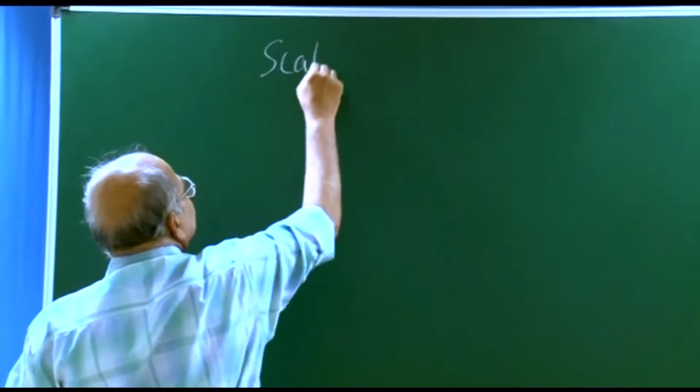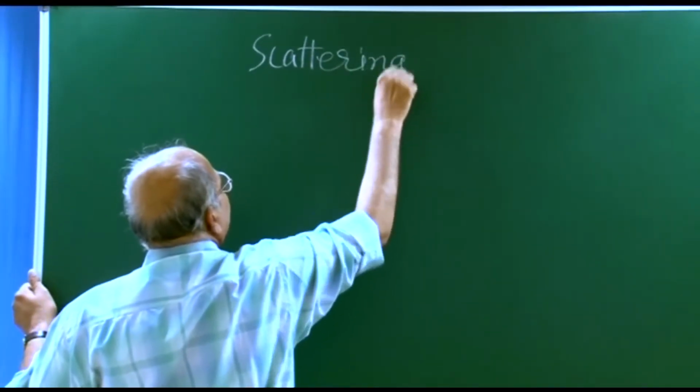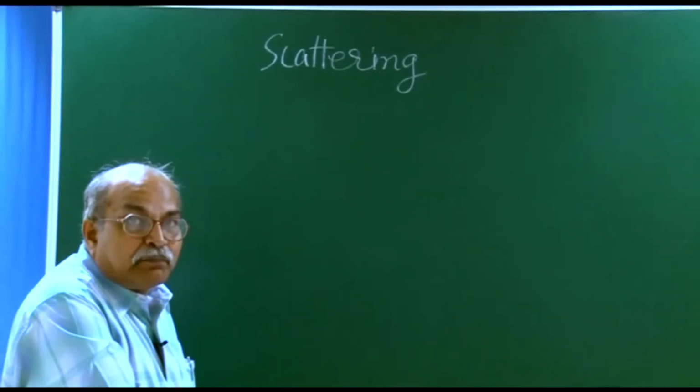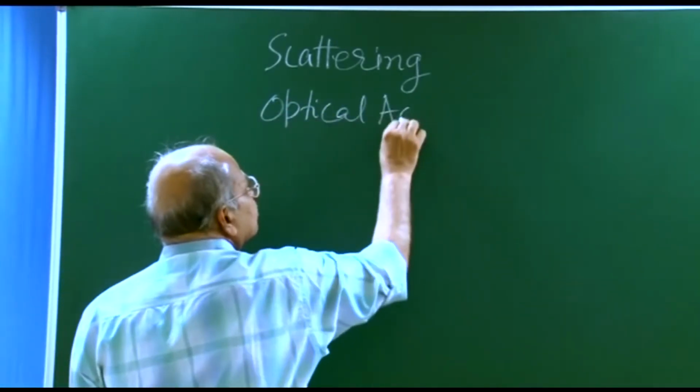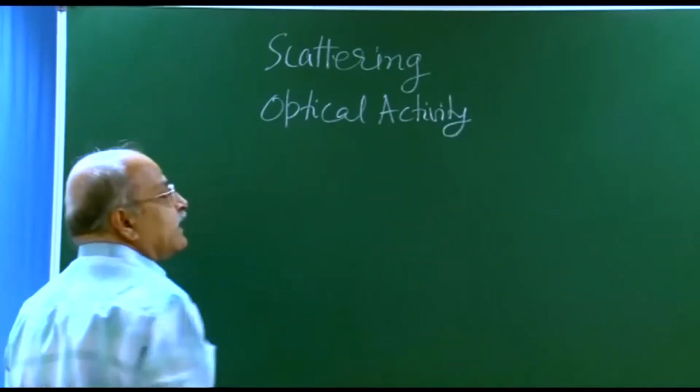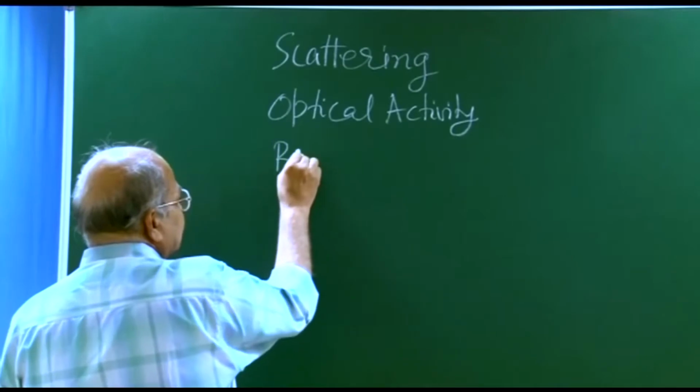So we were talking about wave aspects of light. I talked about interference, diffraction, and then polarization of light. There are some more things which I want to talk about in this chapter, and today we will be doing three topics. One is scattering of light, the other is optical activity, and the third is birefringence.